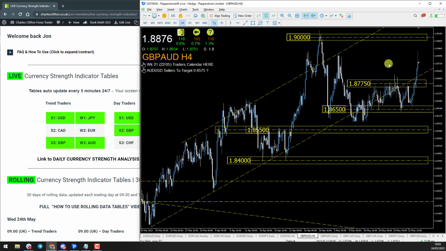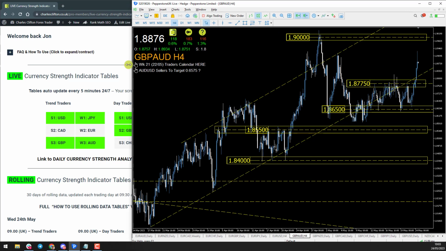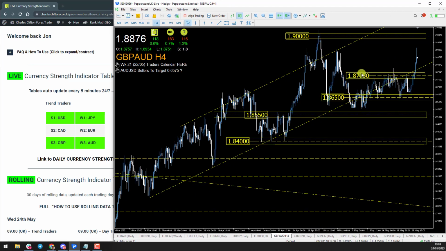I looked at pound Aussie, and you can see here I'm on the 4-hour time frame, but price has recently traded outside of a minor trading range, which was between 1.8775 and 1.8650, this range just through here, and price has now traded above that range. That suggests to me that we're starting to see the momentum on pound Aussie trade to the upside.